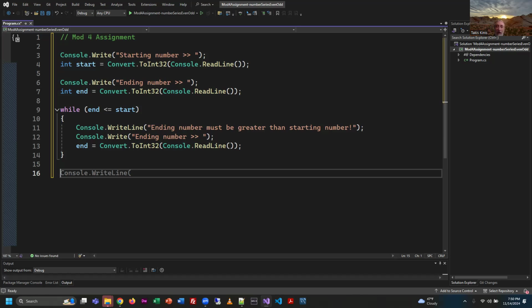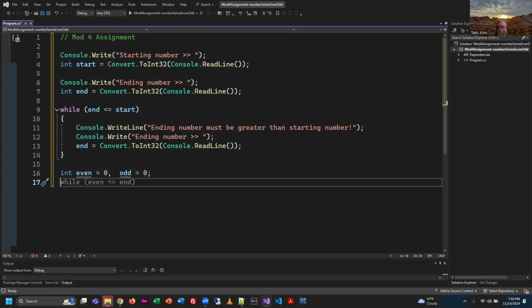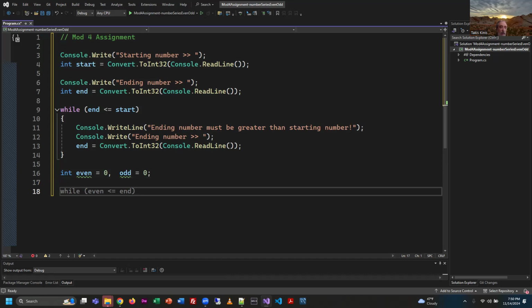All right. Here's the part maybe we're missing. We're going to need to count the number of evens and odds, right? So why don't I set up an even and start counting at 0? And on the same line, I'll declare odd, set that to 0 too. So two integer variables that are going to keep track of the number of evens and odds.